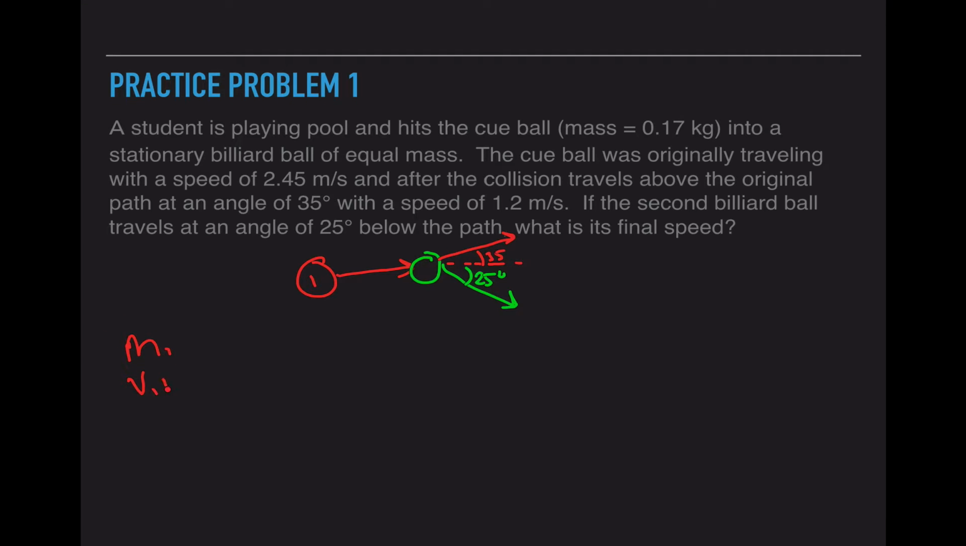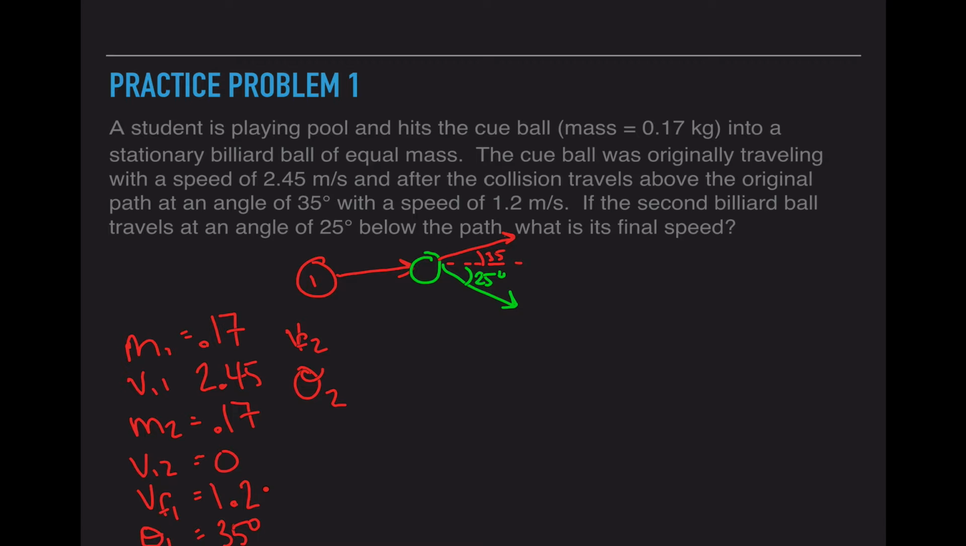M1, vi1, m2, vi2, vf1, theta 1, vf2, and theta 2. So the first mass is 0.17. The second mass is 0.17. The first velocity is 2.54. The second is 0. The first final velocity is 1.2 at 35 degrees. And the second final velocity is our question mark at 25 degrees.